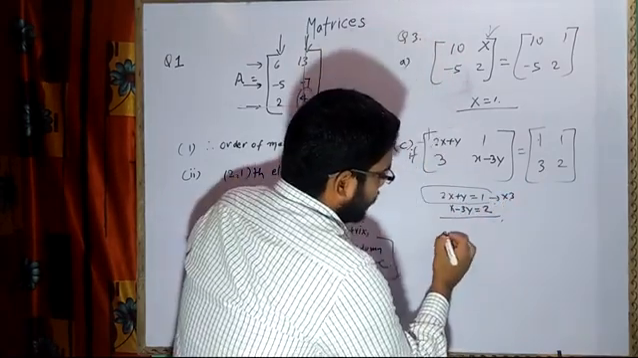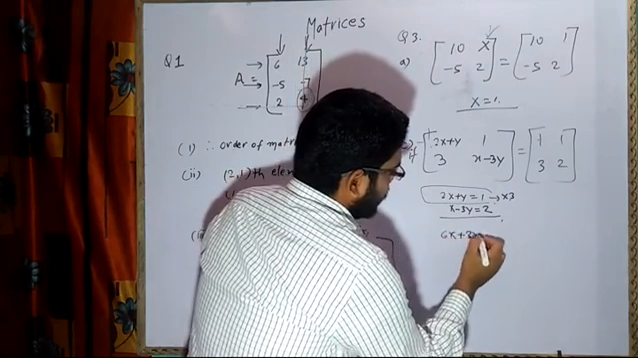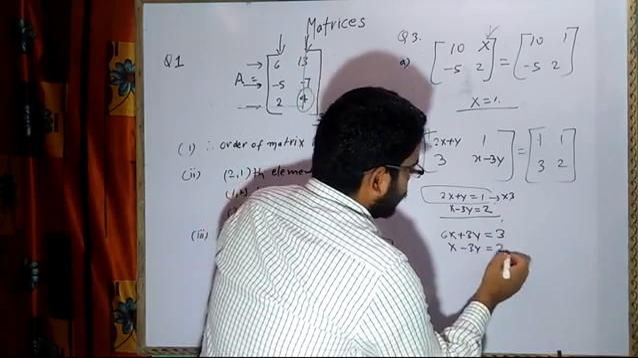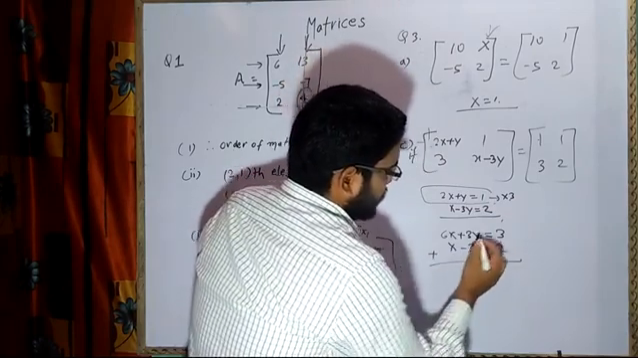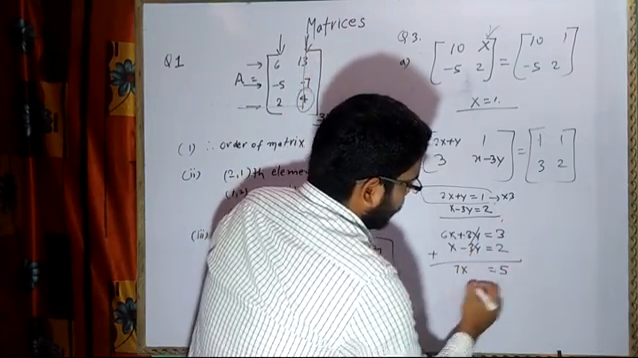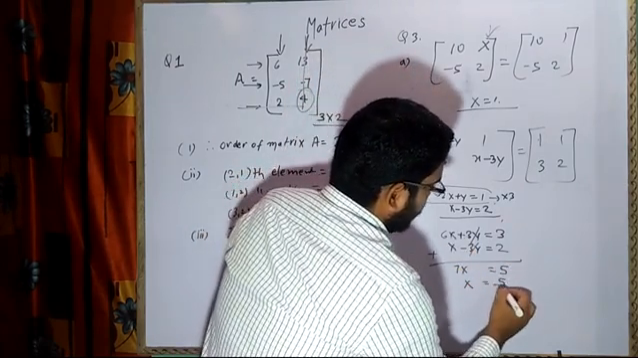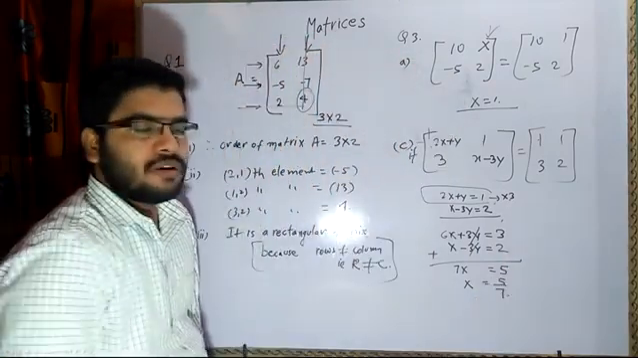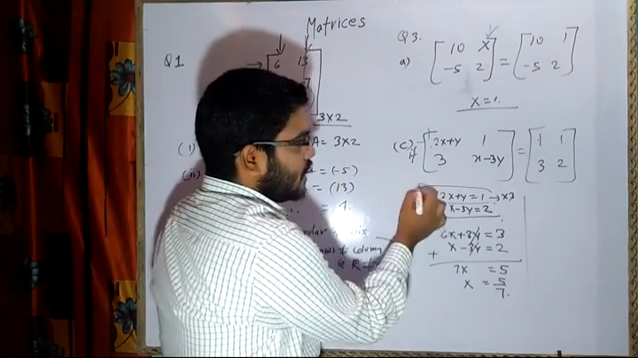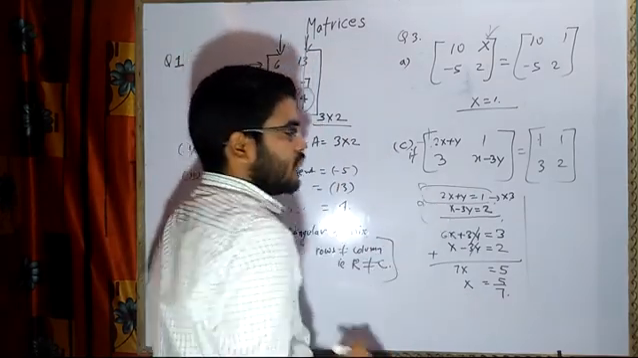Multiplying it with 3, then I will get 6x plus 3y is equal to 3, and this is x minus 3y is equal to 2. Now if I add this, plus and minus cancel, 6 plus 1, 7x, and this side will be 5. x will be equal to 5 upon 7. The value of x is 5 upon 7, and then this value we have to put in either of the two equations, and then we will get the value of y.